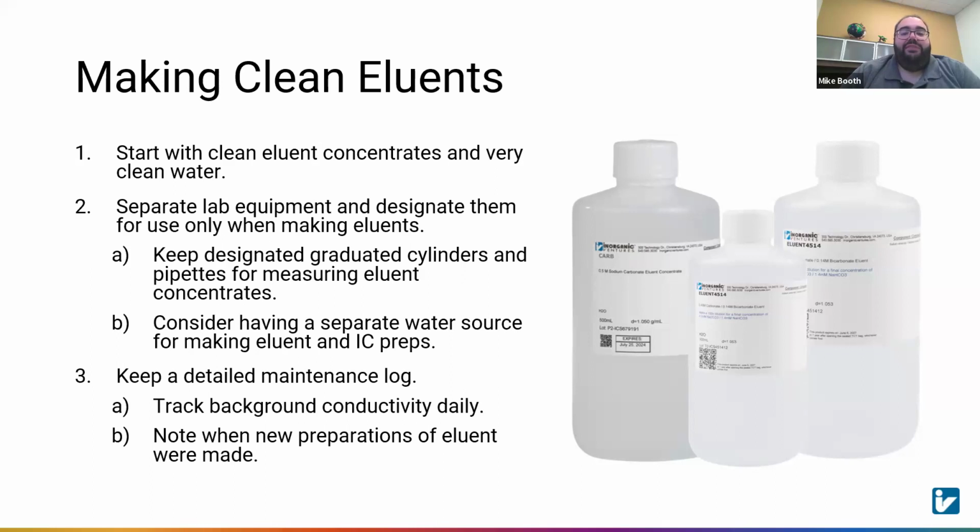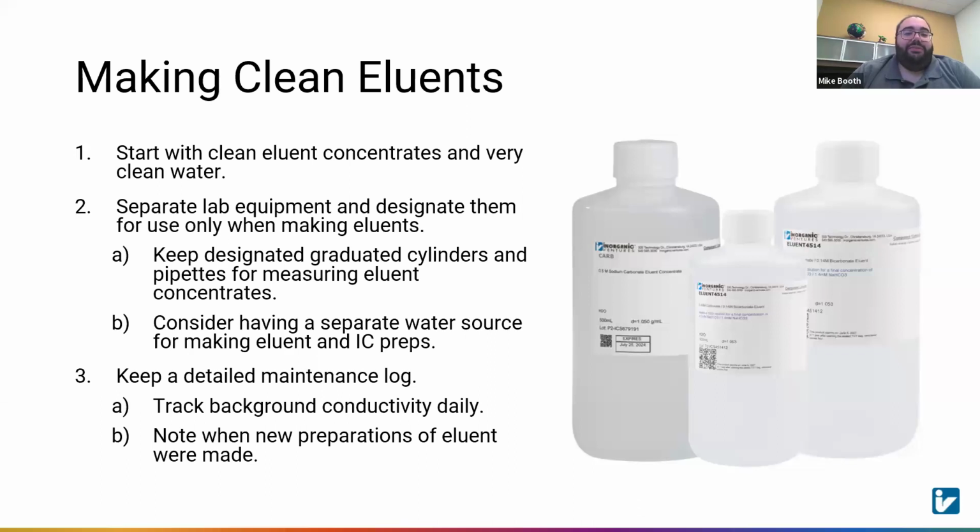We would recommend, if you are prepping your own eluent, to separate and designate lab equipment that's only used for IC, especially if your lab is also working with nitric acid or hydrochloric acid. You can see those come up often in cross-contamination. So it's always good to designate IC equipment for IC use only. In our lab, for instance, we have graduated cylinders, pipettes, water bottles, and even a 20-liter container filled with DI water that we only use for ion chromatography applications. It's always good to separate that out and limit cross-contamination as much as possible.